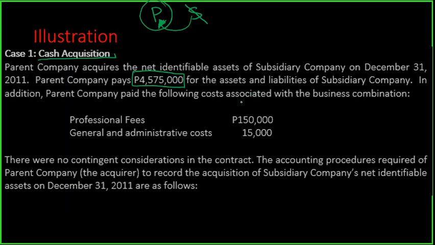Also, parent company paid the following costs associated with the business combination: professional fees and general administrative costs. There were no contingent considerations in the contract. So what are now the accounting procedures required? Of course, in the books of the parent company, because it's easy for the subsidiary. You just close it. Let's continue.